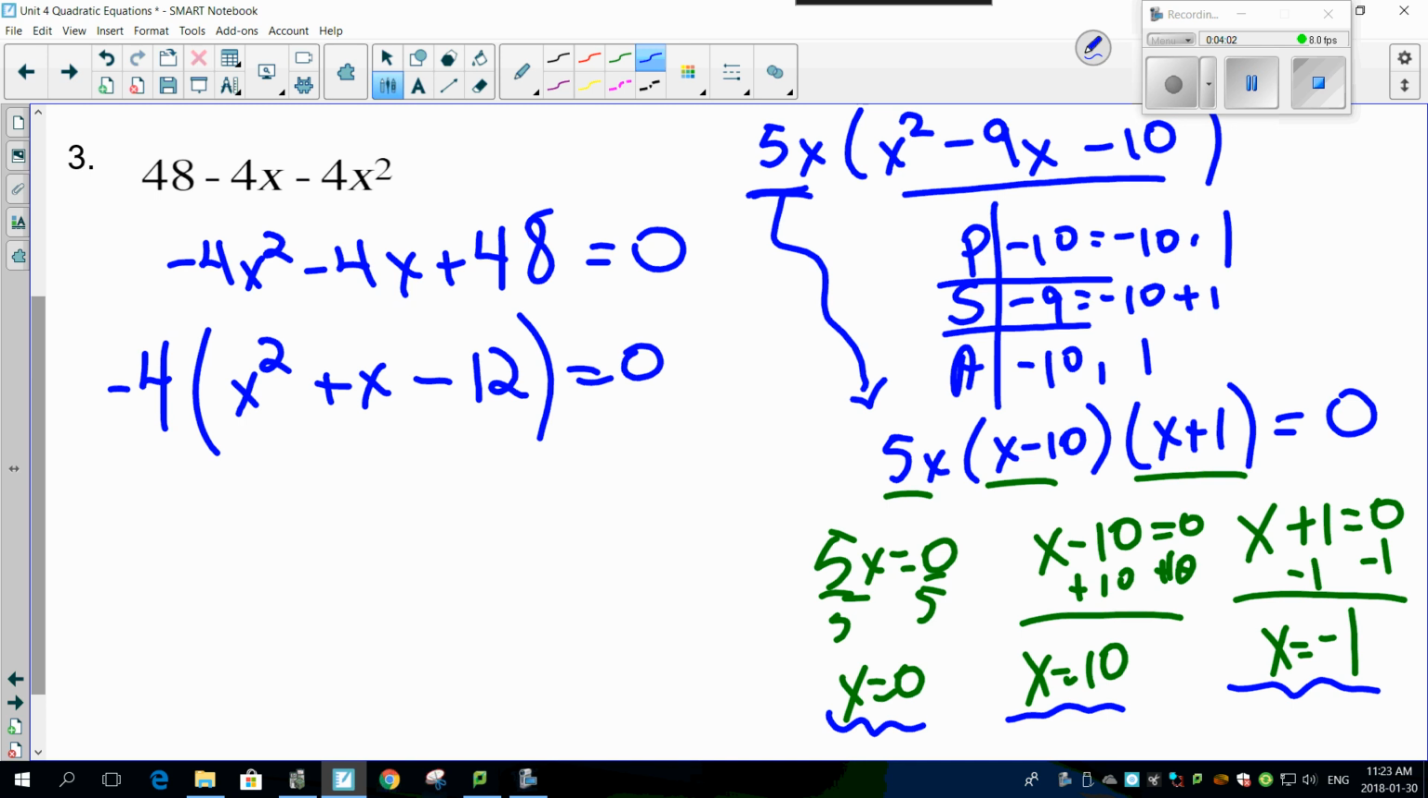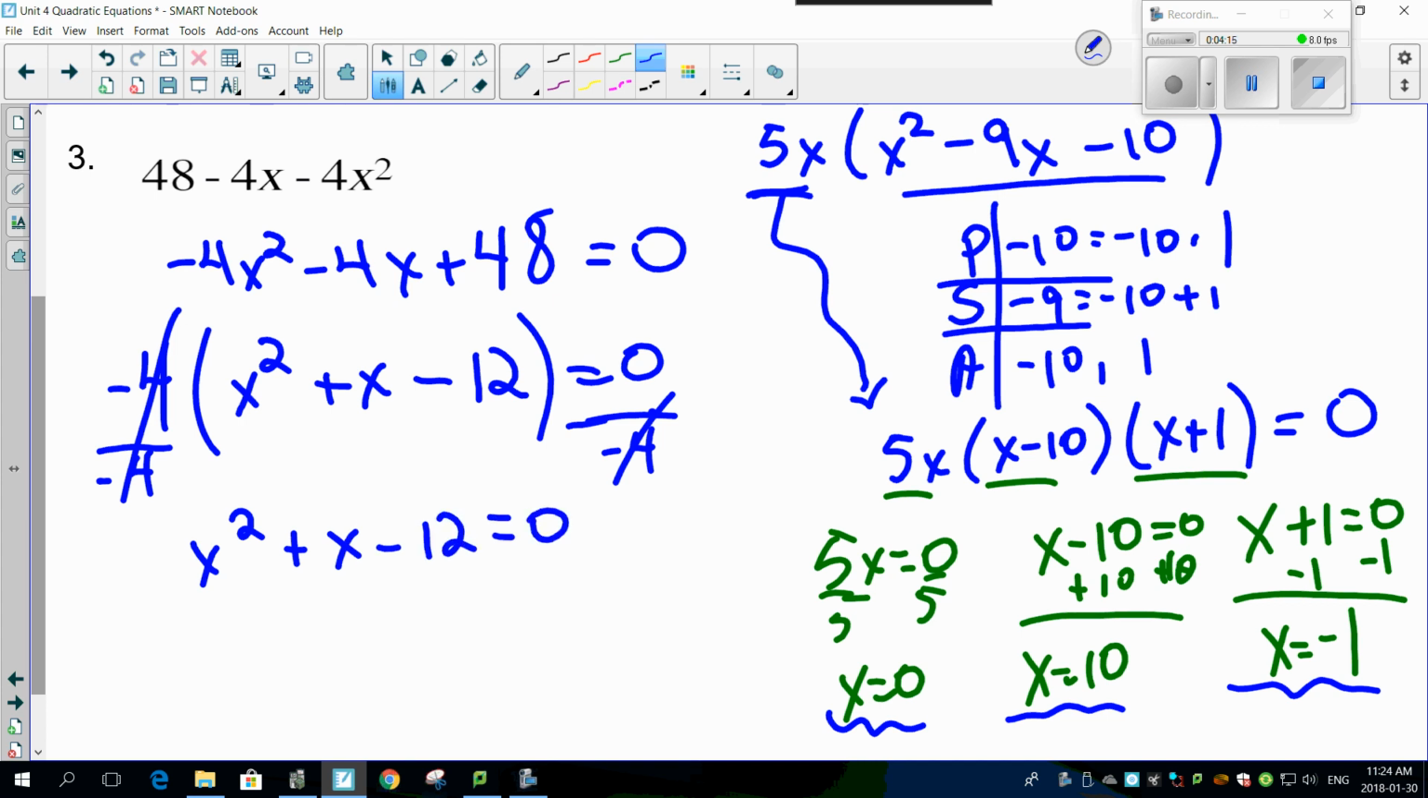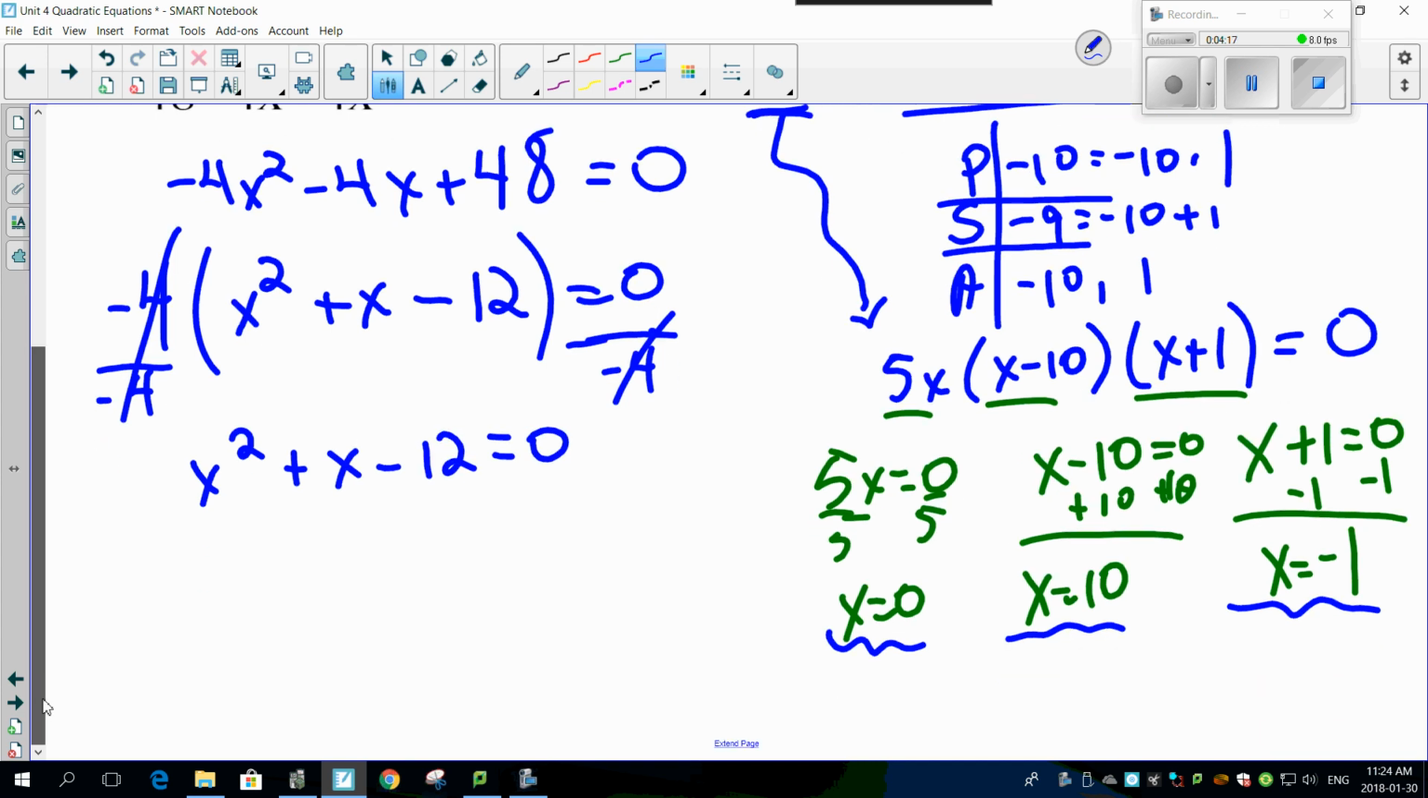You can now divide out the negative 4 and negative 4, right? Right, divide out the negative 4 from both sides, and guess what? That cancels. That still gives you a 0. So x squared plus x minus 12 equals 0. And then simply just go out and PSA this, and you're good to go.